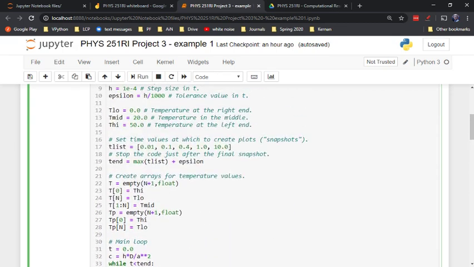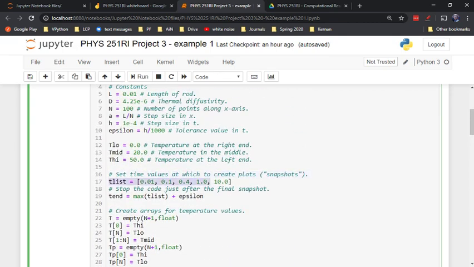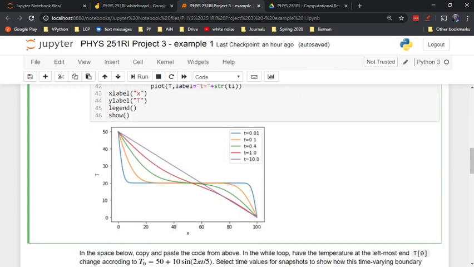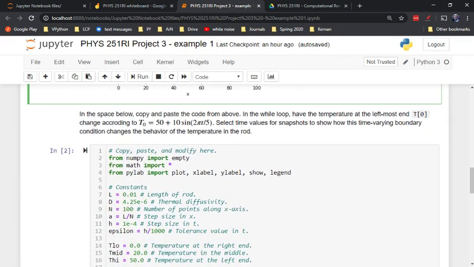So the way we get those plots is just by setting up a list of time values in t-lists. So this is saying, here are all the values of time that I want snapshots at. And so what you have to do for project 3 is add this piece into the loop. You're going to make the temperature at the left end of the rod change sinusoidally.